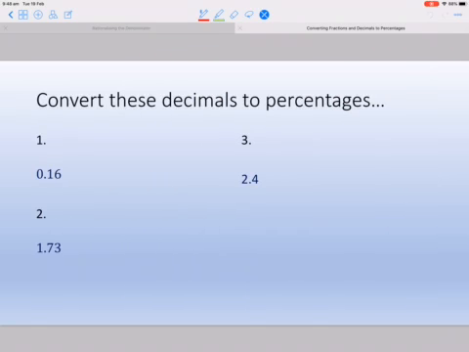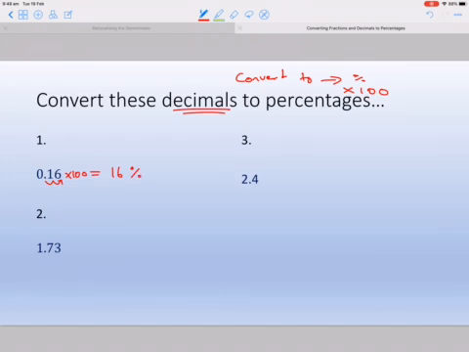Now let's convert these decimals to percentages. Guess what? We're just going to multiply by 100 as well. Okay. So when we convert to percentages, we multiply by 100. Okay. Now this one, I don't know if you remember this technique, but when you multiply by a 1 and the zeros, see how there's 2 zeros? You can move the decimal point twice, so we'll do that. So this is just going to be 16%.